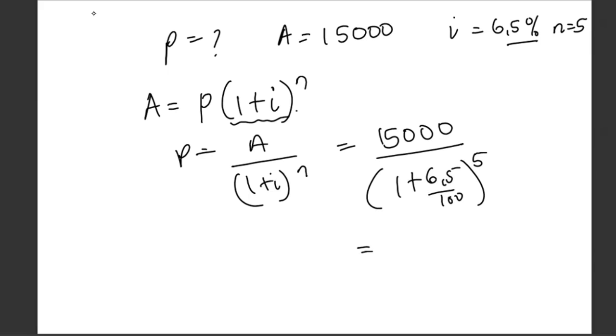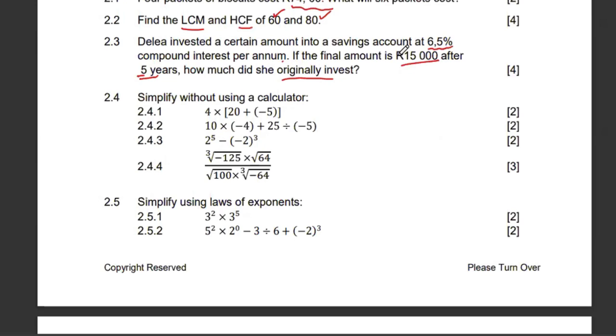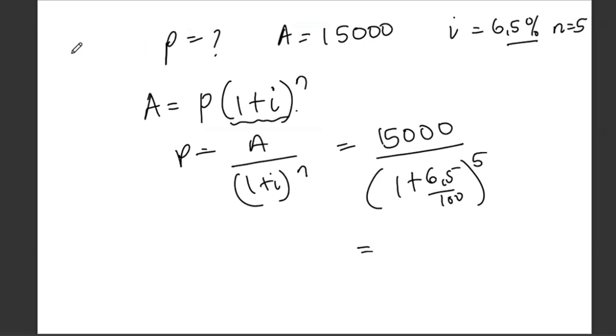Okay, so when I punch this into the calculator, so 15,000, 1 plus 6.5% to the exponent of 5. Okay. What am I getting? What are we getting if the final amount is 15,000 after 5 years? How much did she originally save? Okay, so I'm getting a very weird answer.